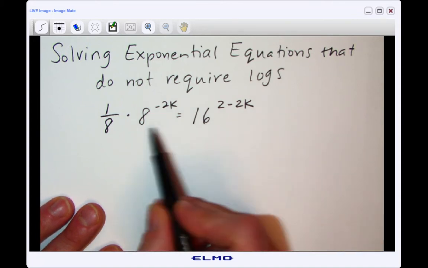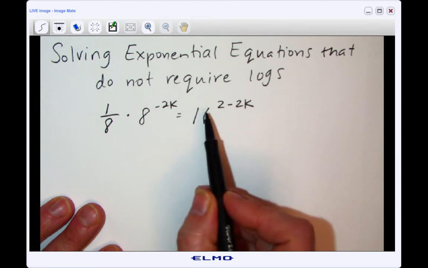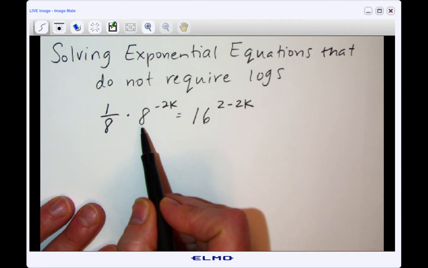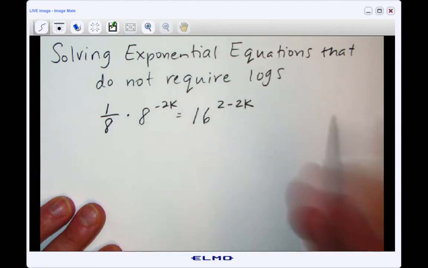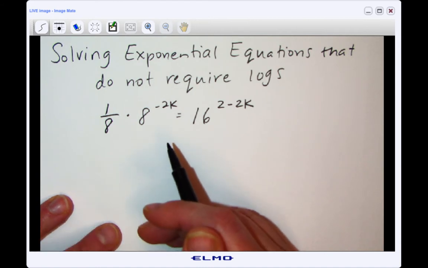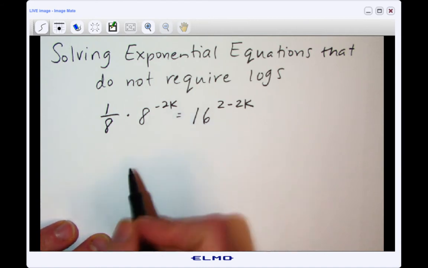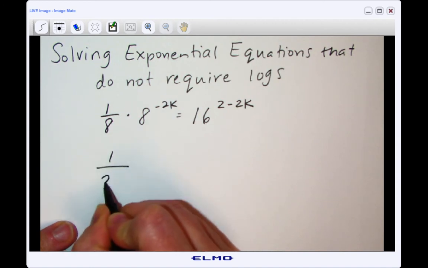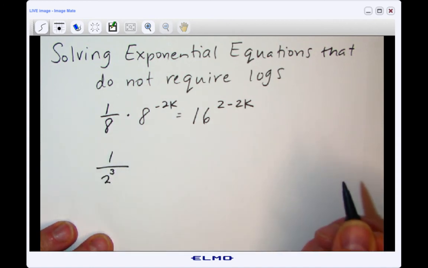Although 4 seems tempting because we have a 16, I can write 16 as 4 squared, but 8 I can't really rewrite as 4 to the something. And so I'm going to go down to the smaller base and use base 2. So let me show you what I mean. I'm going to rewrite this one as 2 to the third. So my 8 I'm going to rewrite as 2 to the third.